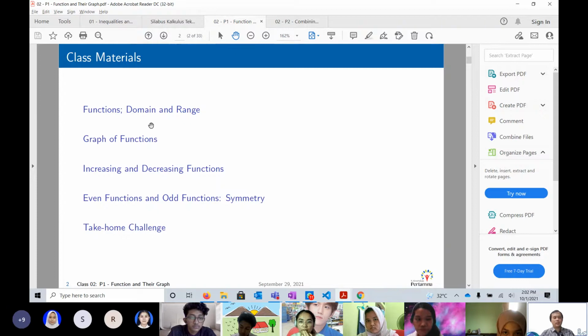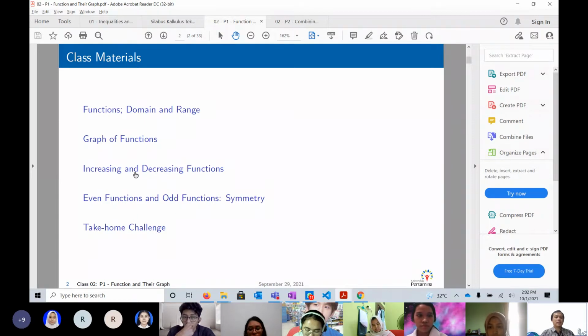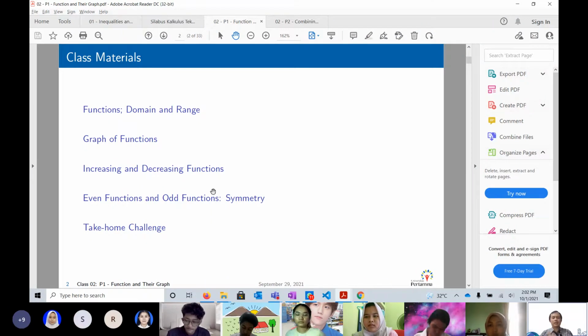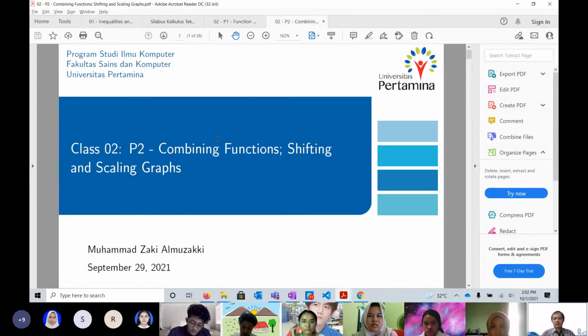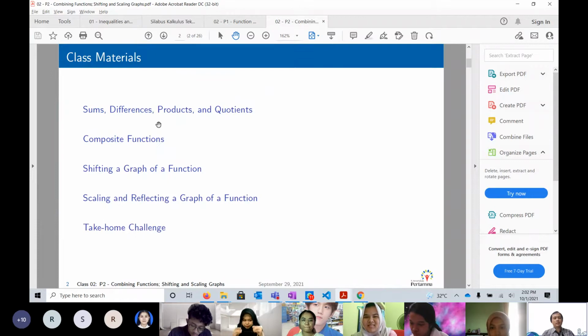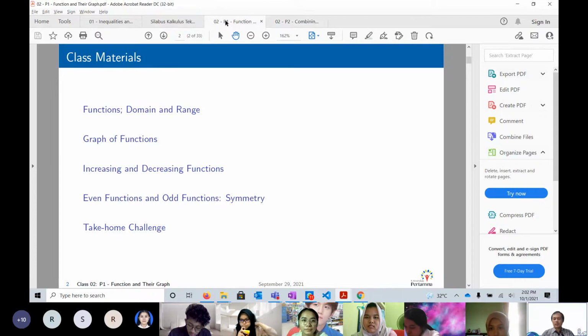Materials. What are the materials for today? We will learn about functions, domain, and range, and then the graphs of those functions, and the definition of increasing and decreasing functions, and the definition of even and odd functions, and their relation to symmetry. And then for part 2 later, we learn about combining functions and how we can shift, scale, and reflect the graph of a function.